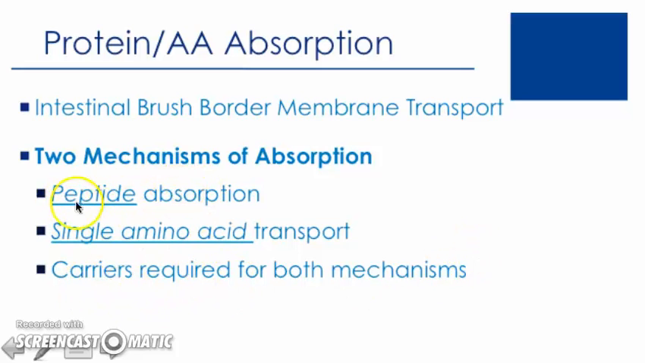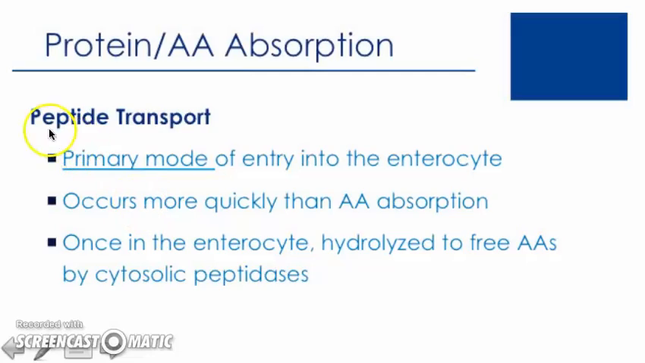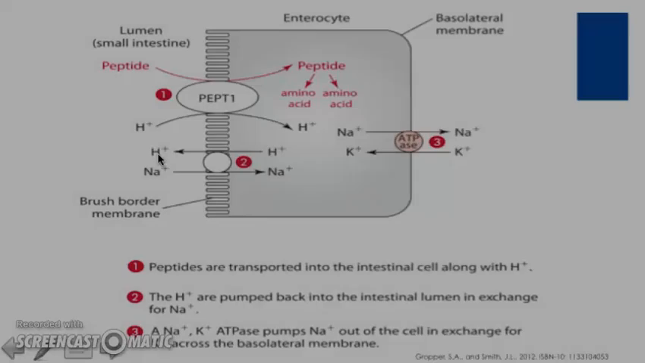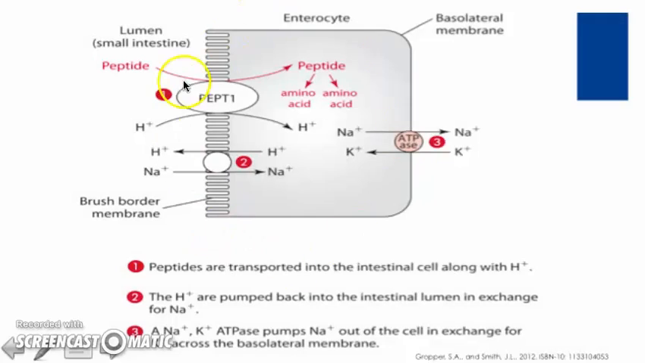There are peptide or amino acid carriers required for each of these mechanisms. Peptide mechanism of absorption is the primary means of absorption, the secondary being the single amino acid transport. So we first see the peptide transport, again the primary mode of entry into the enterocyte. As the primary mode, it occurs more quickly than single amino acid absorption, and you can see the diagram here of this process.